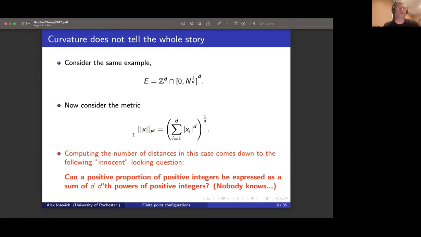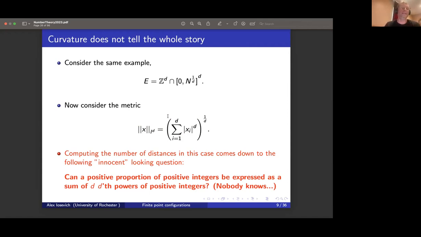Okay, it looked innocent to me. I'm certain that it doesn't look innocent to the number theory audience. And the question is, can a positive proportion of positive integers be expressed as a sum of d-th powers of positive integers? To the best of my knowledge, there has been no significant progress on this problem for a very long time, and the existing bounds are rather bad. If somebody in the audience knows otherwise, please let me know.